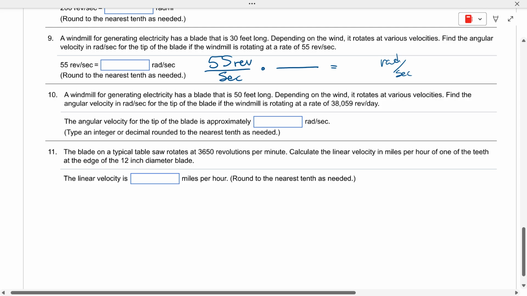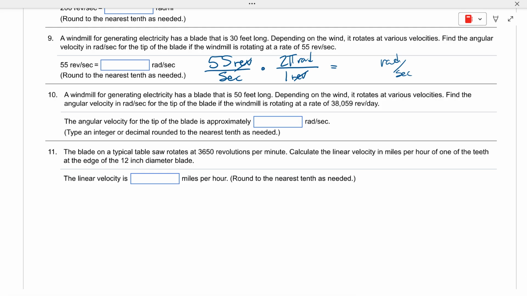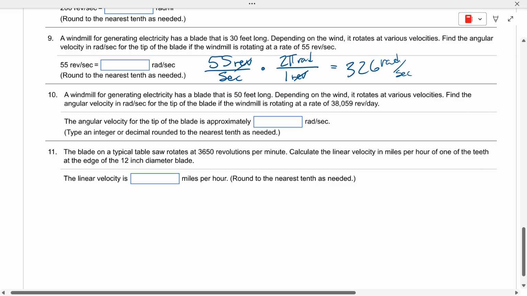Okay, what do I multiply to change revolutions into radians? 2 pi radians over 1 revolution. And now all of a sudden I have radians over seconds. So it's 100 pi, or 110 pi. 110 pi is like 326 radians. I'm just going to put 326. It's probably not the right answer, but about 326 radians per second.